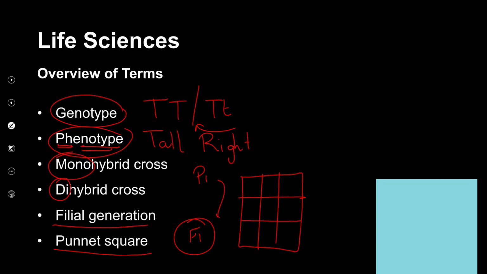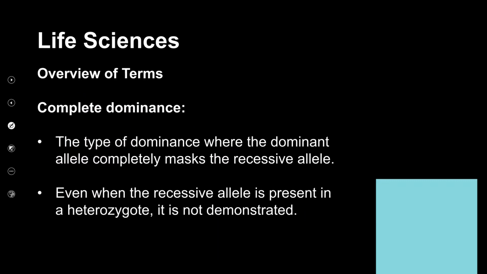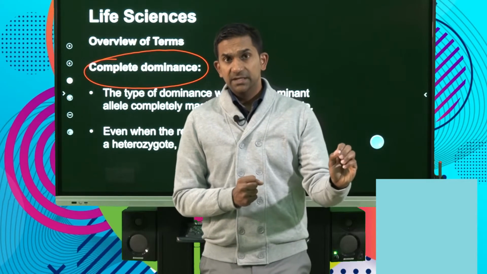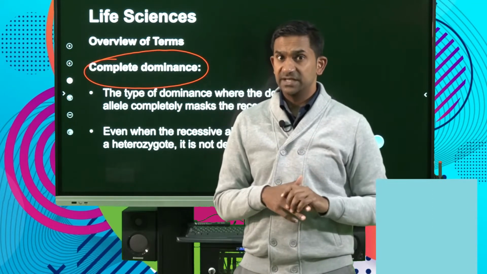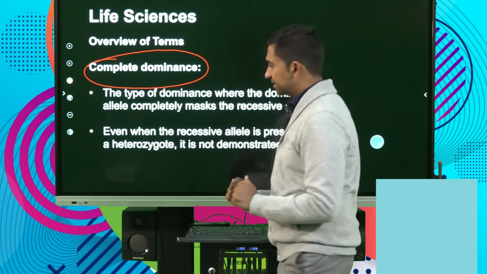Guys, we're going to look at the concept of complete dominance in our lesson, where one characteristic prevents another characteristic coded for by that gene from expressing itself. So that's one pattern of inheritance.